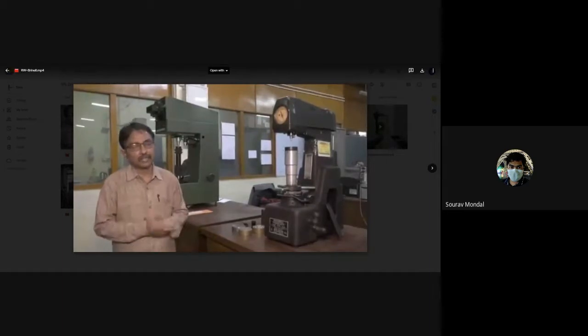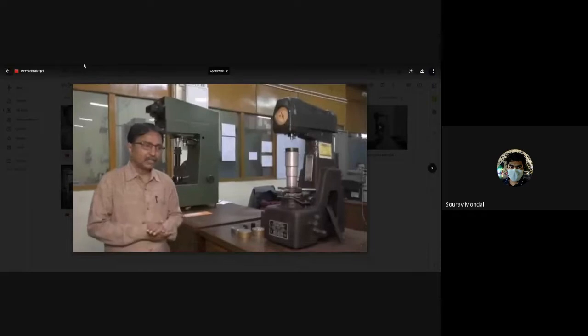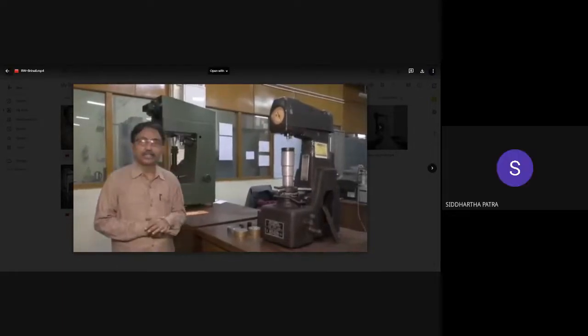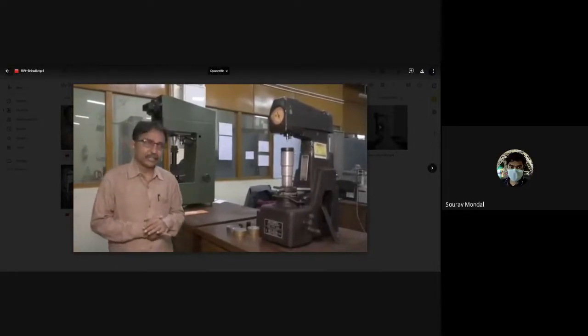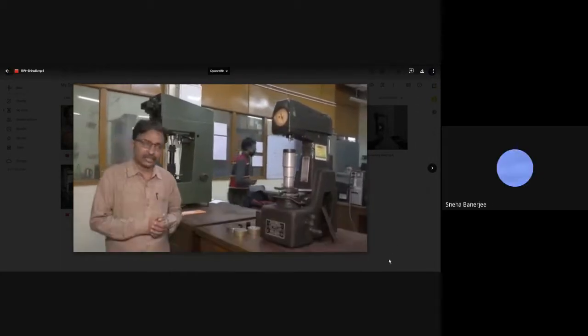Different types of material testing. Along with that, some other properties of materials we also test here. The particular test which I am going to discuss is related to hardness of a material. What is meant by hardness of a material is basically discussed in the theoretical class.